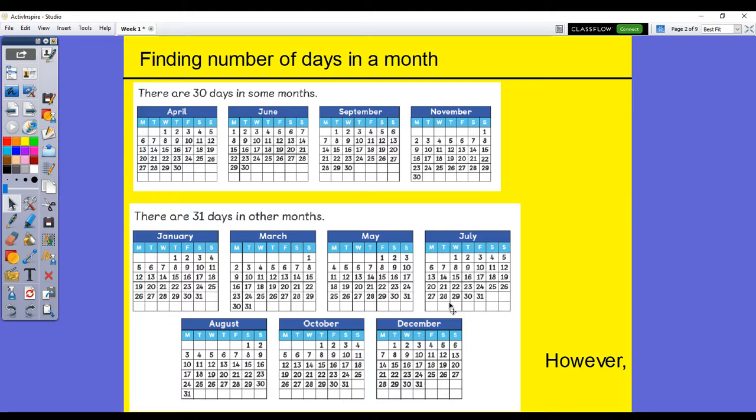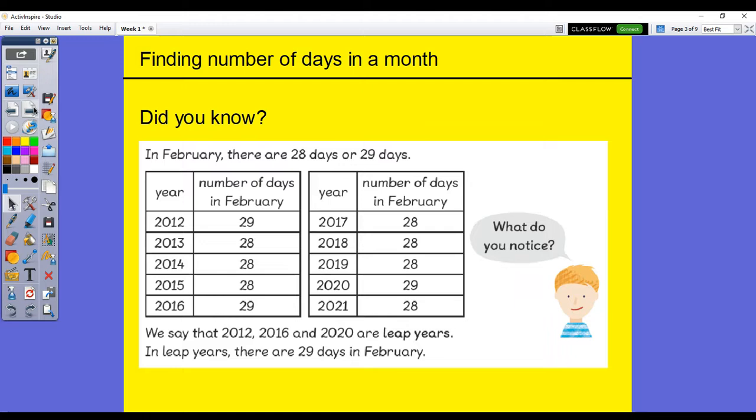You never know. So there are 30 days in April, June, September and November. In 31 days, there are January, March, May, July, August, October and December. However, you may have noticed that February is not there. And that is because in February, there are 28 days or 29 days. When there are 29 days, we call this a leap year.